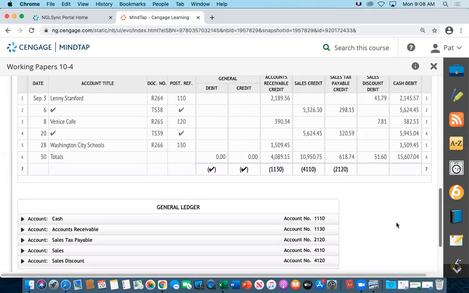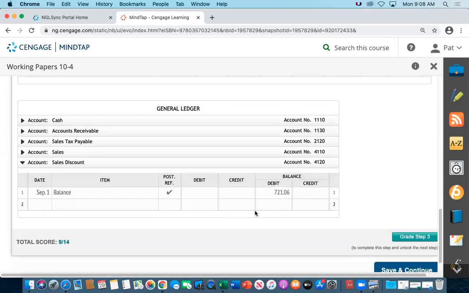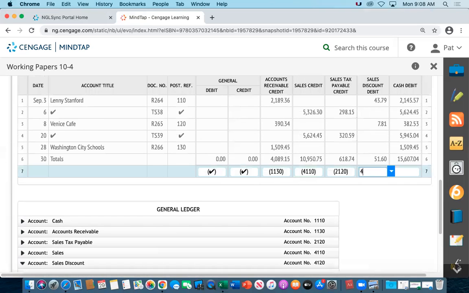2,120. Now you gotta go to sales discount debit, 5160. It's a debit. You gotta make sure you're putting them in the correct columns. You add the $721.06 to the $51.60 discount we gave out, that people took advantage of, and so far we've given out $772.66 worth of sales discount. And the last step is to go 4120.